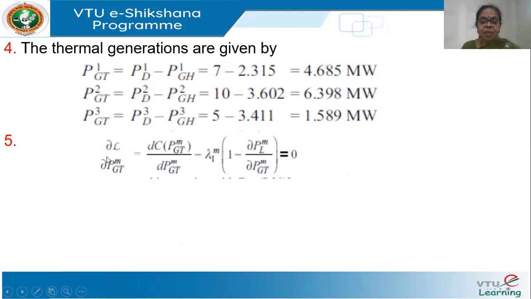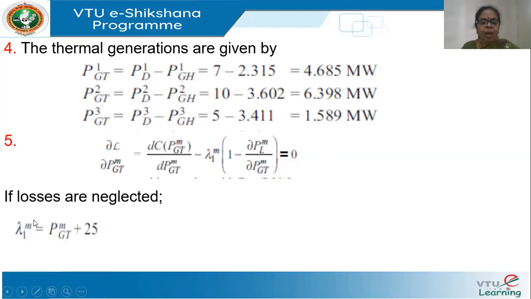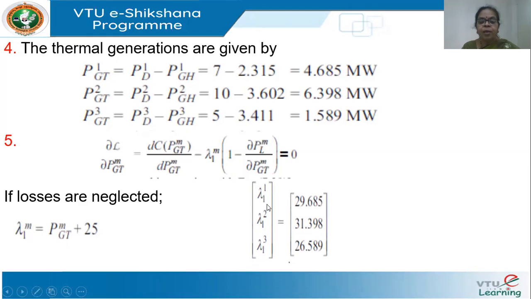Next, I have the derivative of the Lagrange function with respect to the thermal generation. I use this to find lambda 1 of m. If losses are neglected, dou PL by dou PGT is 0, so lambda 1 of m is equal to dC by dPGT, which is given to be PGT plus 25. So lambda 1 of m is equal to PGT of m plus 25. I already know the generations at all the three intervals, so I can find lambda 1 of 1, lambda 1 of 2, and lambda 1 of 3. These are the Lagrange multipliers in the three sub intervals.